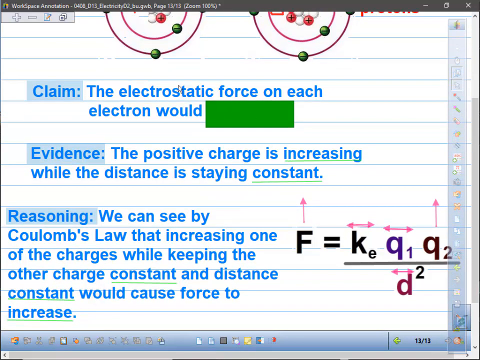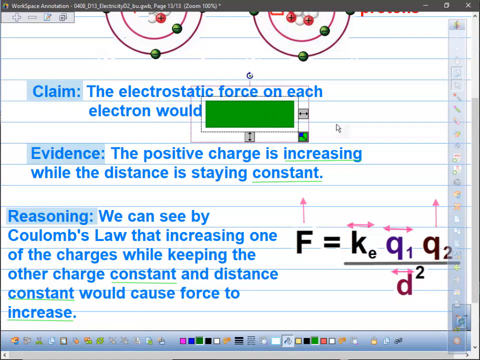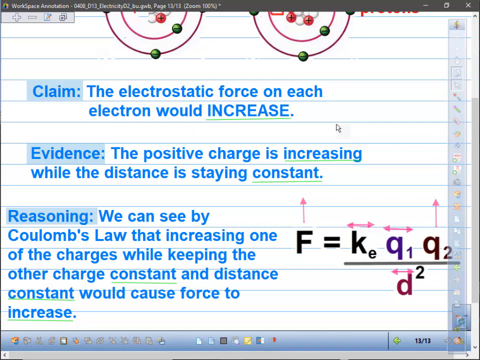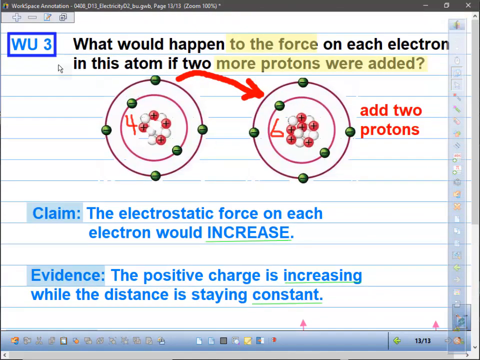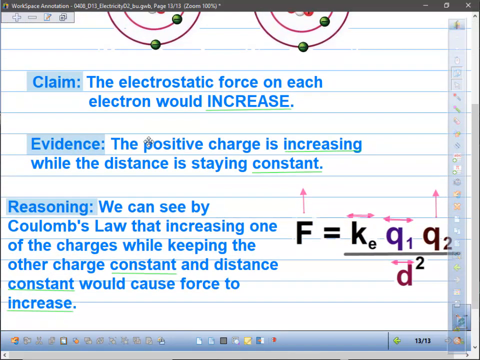So now we have our answer. Electrostatic force on each electron would do what? Increase. So go ahead. This is warm-up 3. Go right on down here and write your claim, evidence, and reasoning, and don't forget your equation with the arrow math.